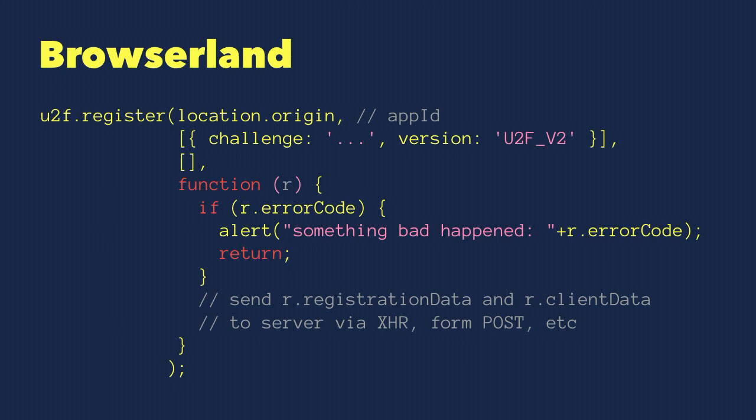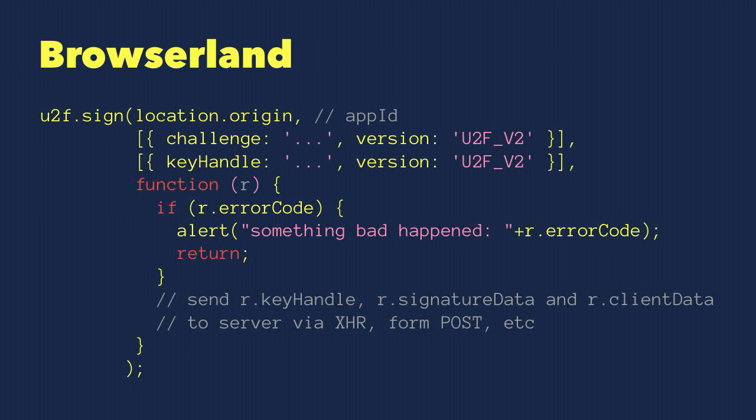I just wanted to show how easy it is. So you call register with the origin or the app ID. On the web, the app ID and the origin are the same. You pass in the challenge, and it returns either an error or some stuff that you send back to your library to do the verification. And similarly, when you're signing, it's basically the same call, except you include a key handle to say, use the key named this when you sign.